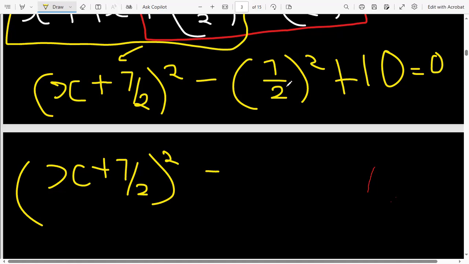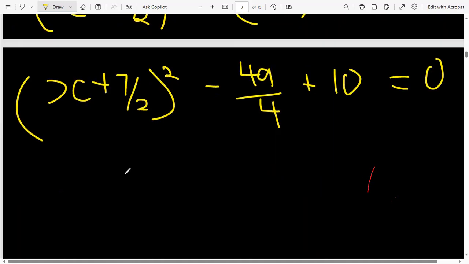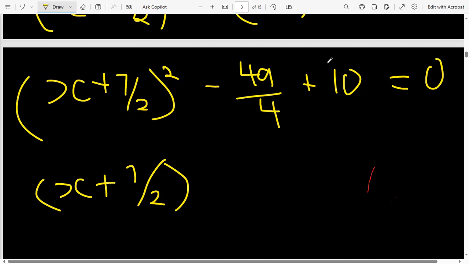And then here we are going to square this guy now. So 7 multiplied by 7 is 49, divided by 2 multiplied by 2, it's just 4, and then plus 10 is equals to what? To 0. And then from there, we can say x plus 7/2, then we can add this now. So that's minus 49/4 plus 10.